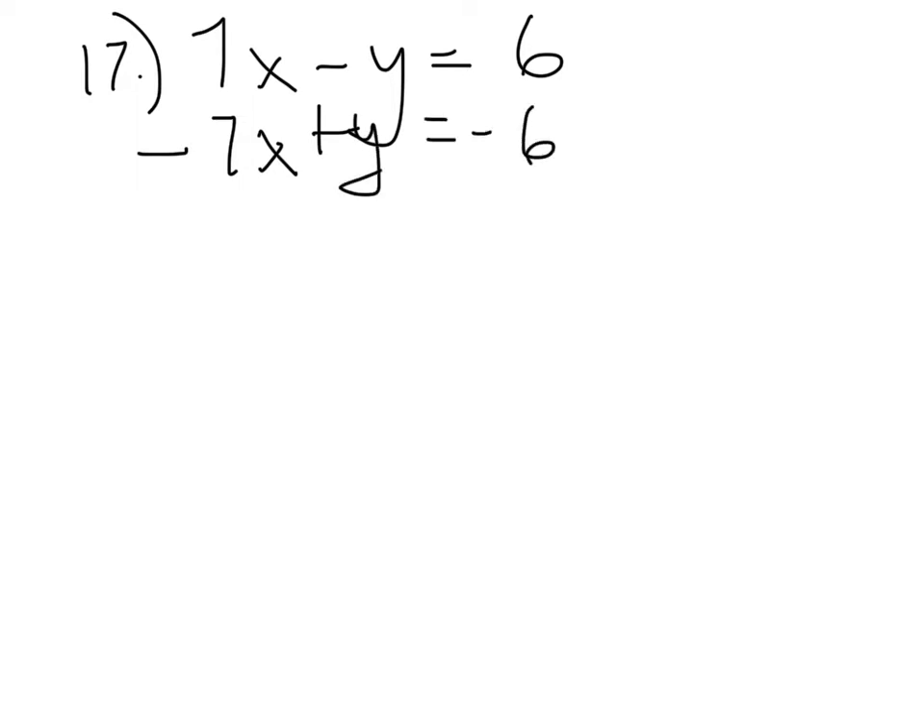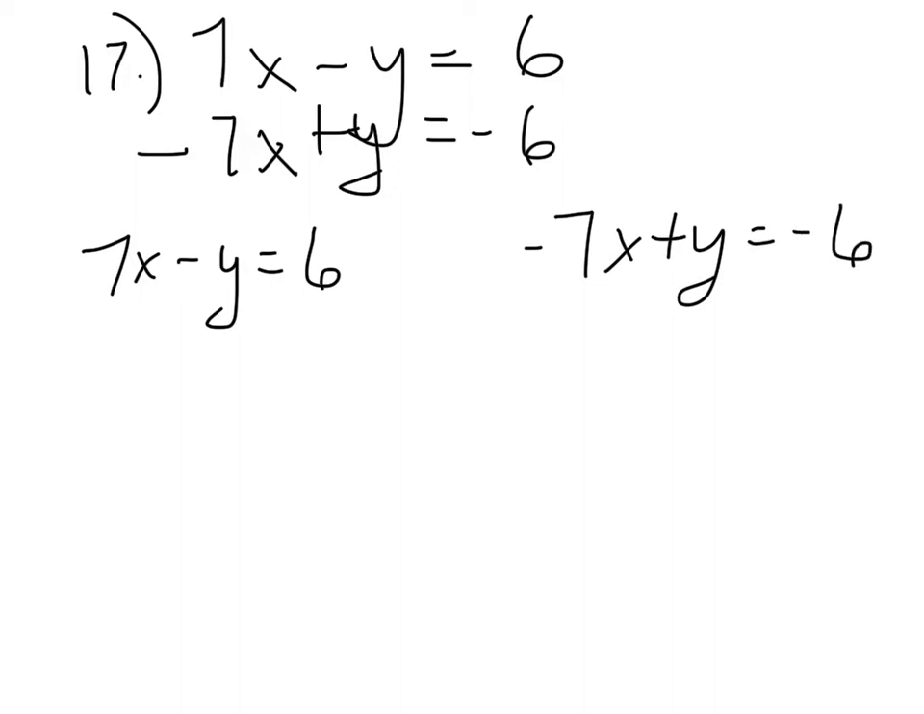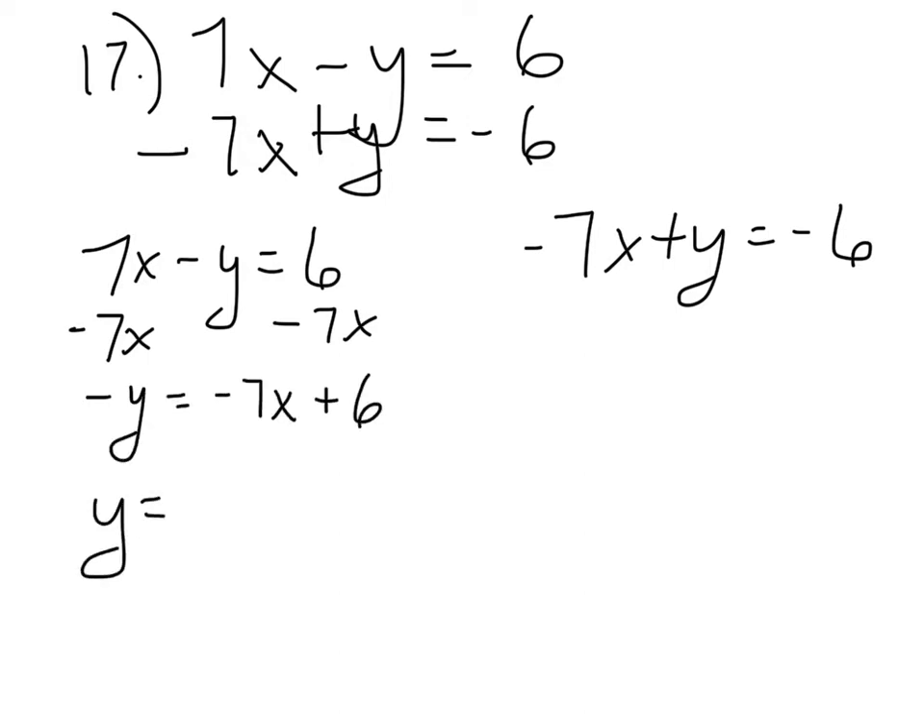Let's break these into slope-intercept form and see what they look like. I could graph these if I wanted to, but I won't. Let's just see how this works out. I'm going to subtract 7x from both sides and get negative y equals negative 7x plus 6. So y equals 7x minus 6. There's my slope-intercept form for that one.